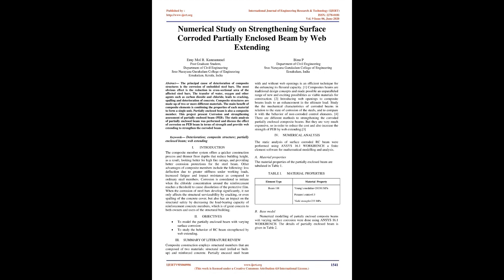Introduction. The composite member system offers a quicker construction process and thinner floor depths that reduce building height, as a result, looking better for high fire ratings, and providing better corrosion protection for the steel beam. Other advantages of composite members include the following: less deflection due to greater stiffness under working loads, increased fatigue and impact resistance as compared to ordinary steel members.